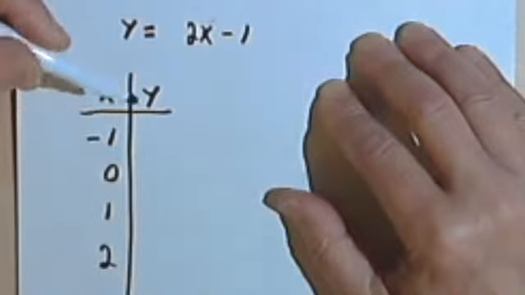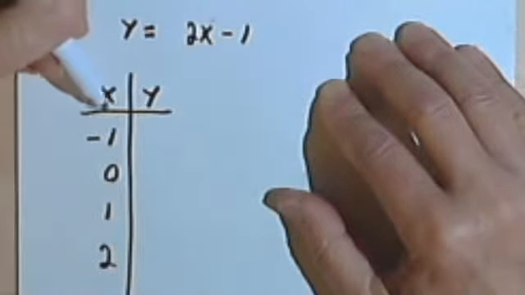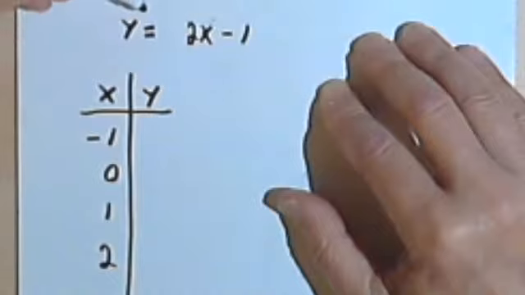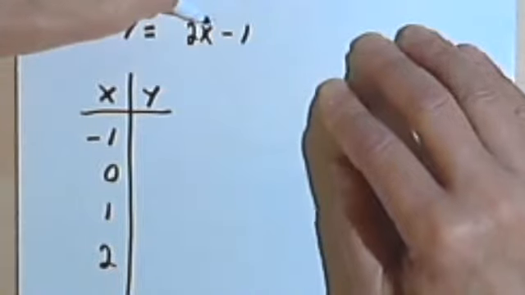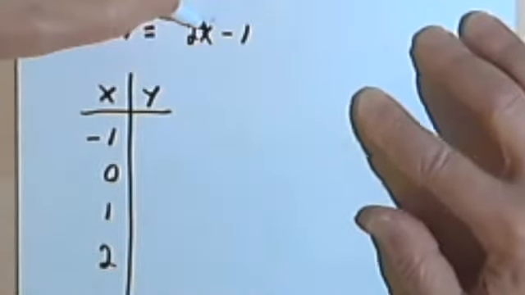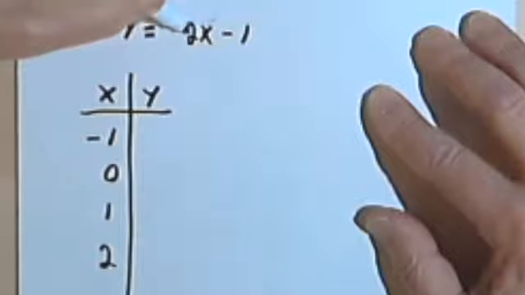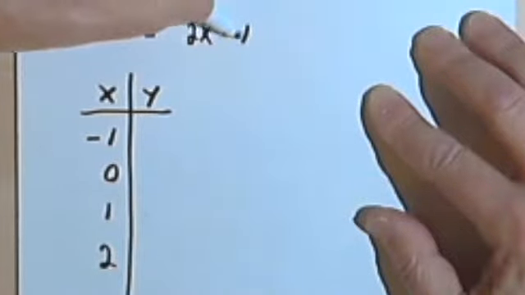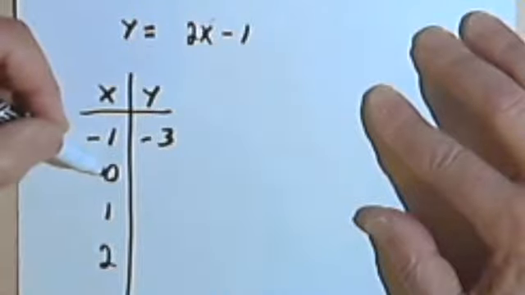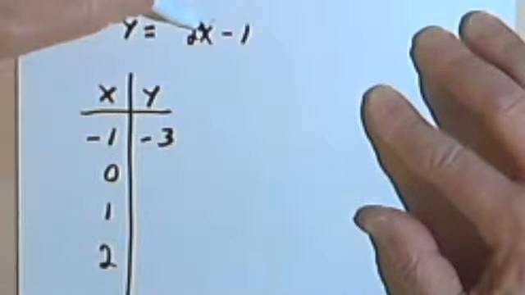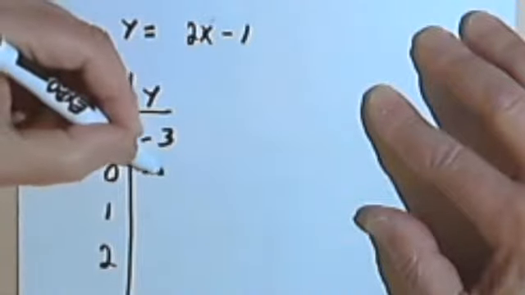And now I'm going to ask myself, when x is -1 in this equation, how much is y? So let's see. If x is -1, I've got 2 times -1. 2 times -1 is -2. And -2 minus 1 would be -3. What happens when x is 0? Okay, so 2 times 0 is 0. 0 minus 1 is -1.